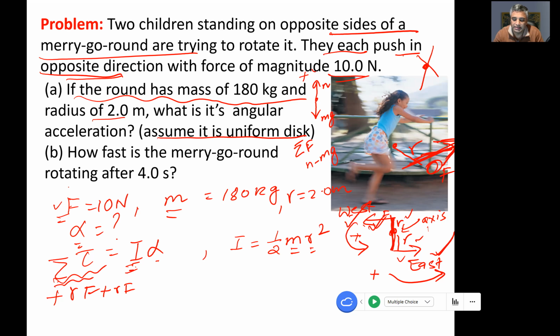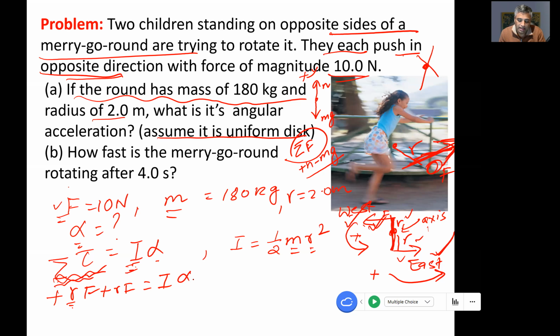N, assuming that's positive, plus n minus mg, sum of force, right? Same thing, we are doing the same thing, but this time it's not just sum of force, rather sum of torque. Don't forget R. Sometimes I see students forget about R. They just tend to add force, okay? So distance matters for the rotational motion. So don't forget about R. So that's why we need torque, okay?